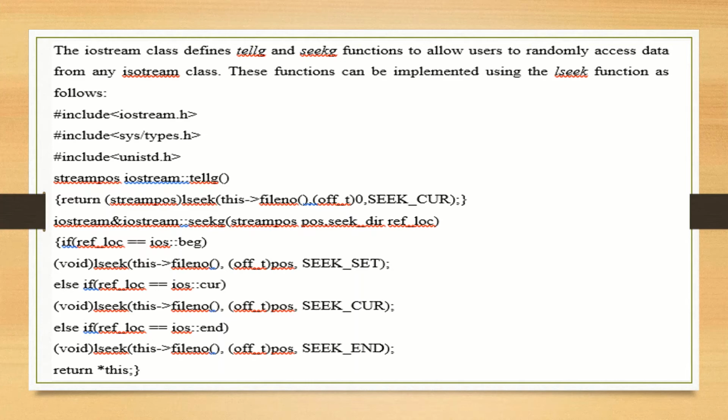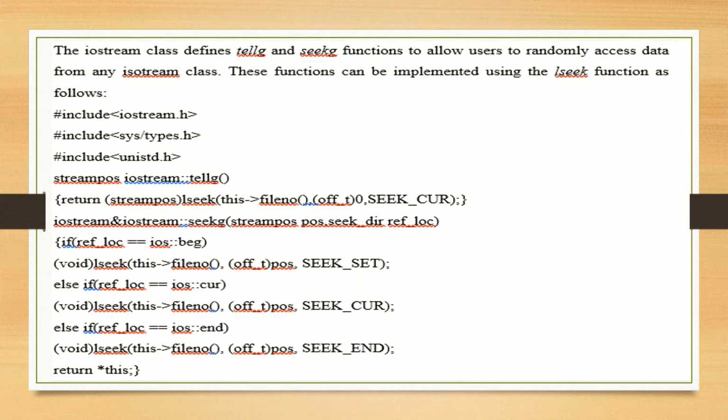Else if the reference location is ios::cur, where the cursor is blinking, then you want to set it for SEEK_CUR. Else if the reference location is ios::end, then you want to set the lseek function to the end of the file. Then that returns the corresponding address, depending on the beginning, or where the cursor is blinking, or where your file is ending. That is returned by this operator, nothing but in the form of a pointer.